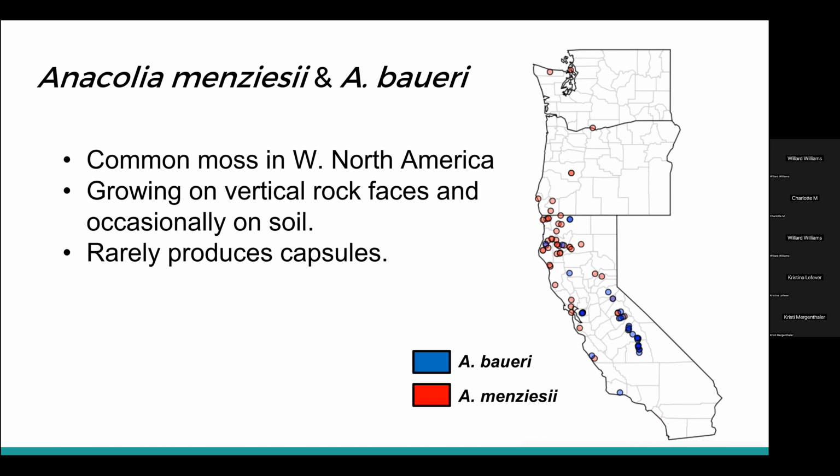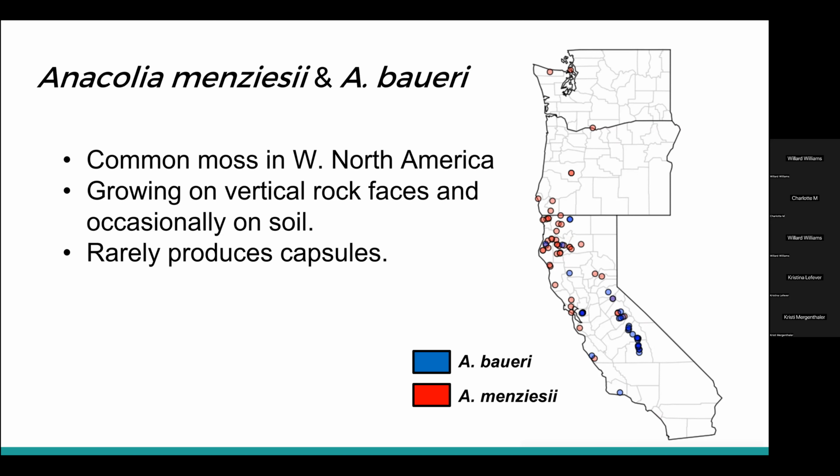It's a fairly common moss. It grows on vertical rock faces, occasionally on soil. And like I said earlier, it rarely produces capsules. But as we can see very superficially from this figure here, Anacolia baueri likes it a little bit drier than Anacolia menziesii, which likes it a little more wet, more mesic.